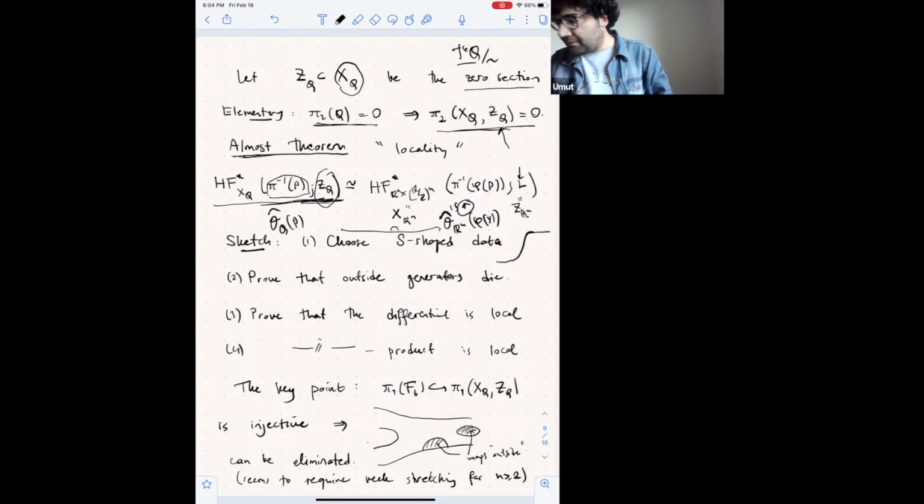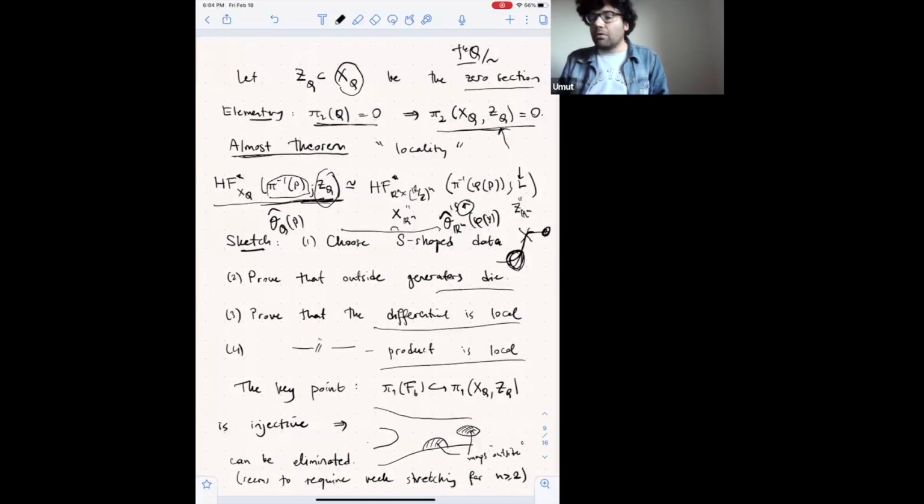Okay, so you choose this kind of data, and here you already have the copies of the generators that you would see in the local case, but now you also have these extra generators. Here and also outside, there are some critical points. So you have to prove that these generators die, they don't contribute. This is some general expectation that the outside generators shouldn't really contribute all that much, but something that's not general is that you also want the differential and the product to be local as well.